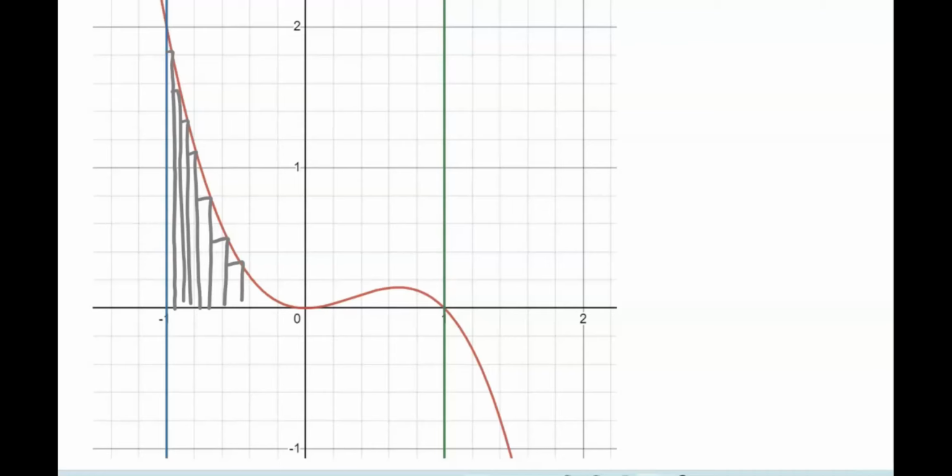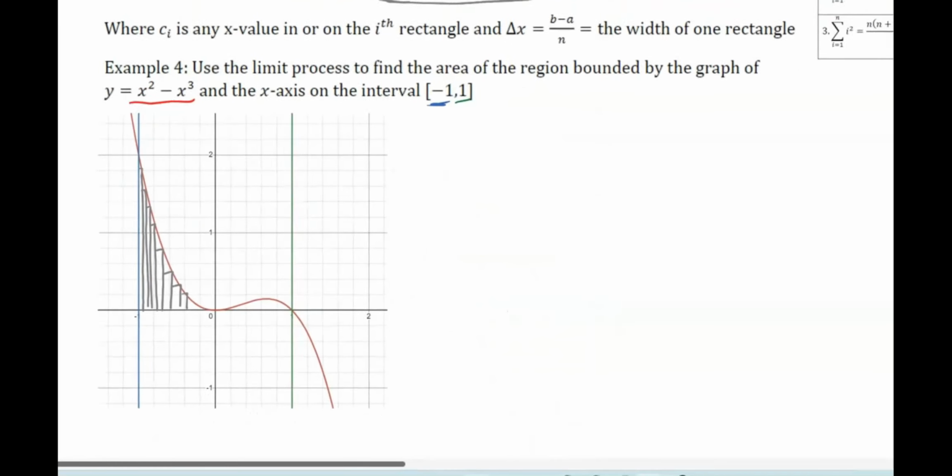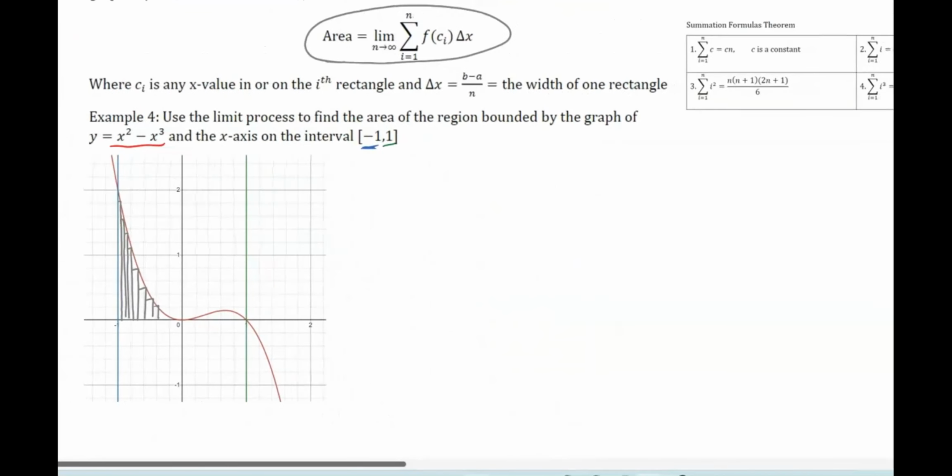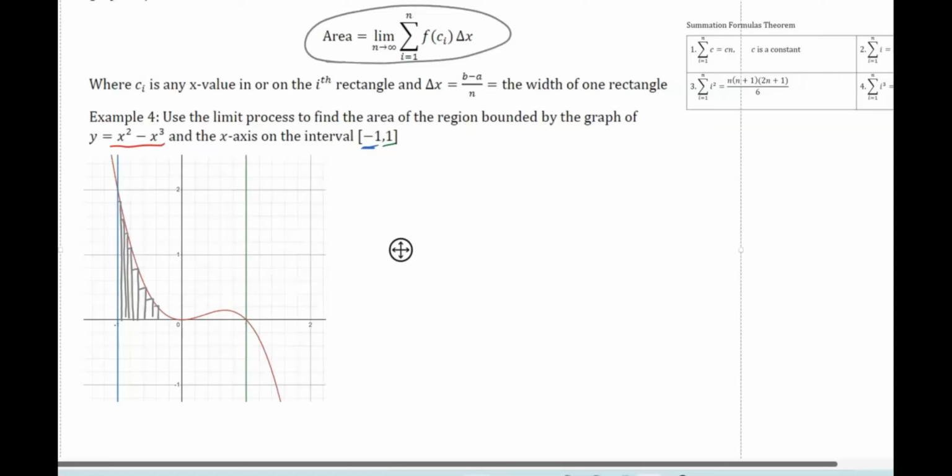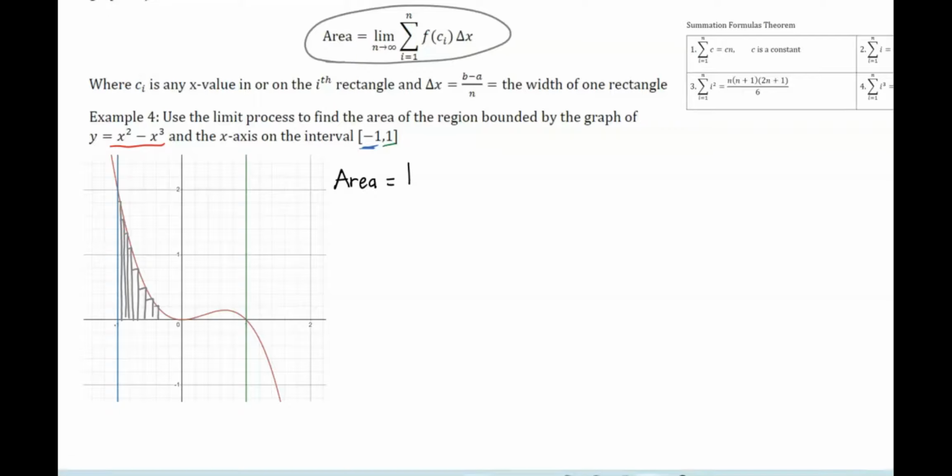So I'm not going to draw in all these rectangles, but that gives us an idea of what we're doing there. According to the formula we have circled above, the area is equal to the limit as n approaches infinity of the sum from 1 to n of f of ci times delta x. Let's start with f of ci.